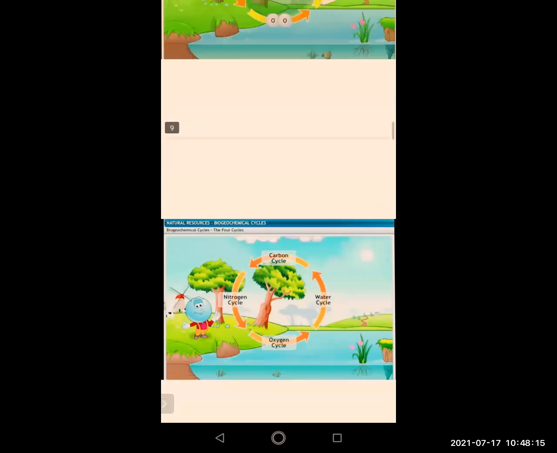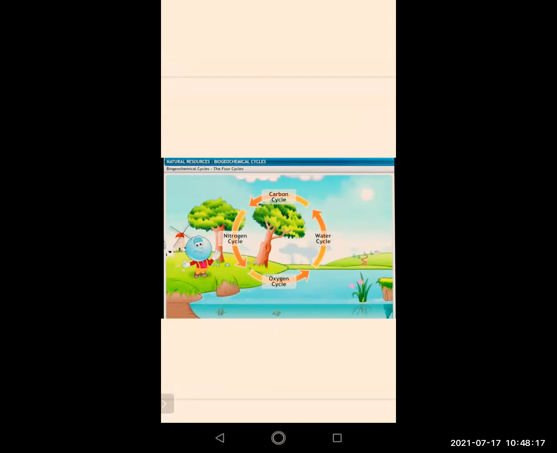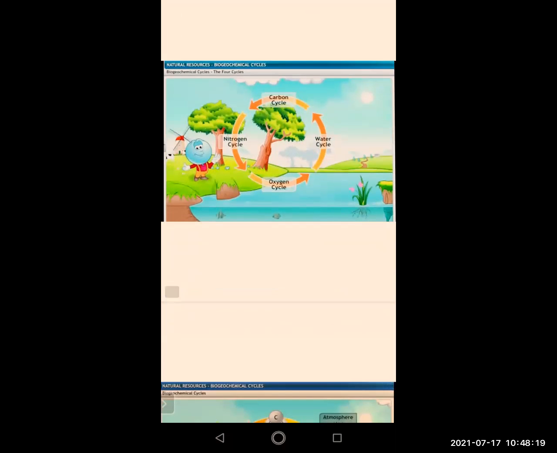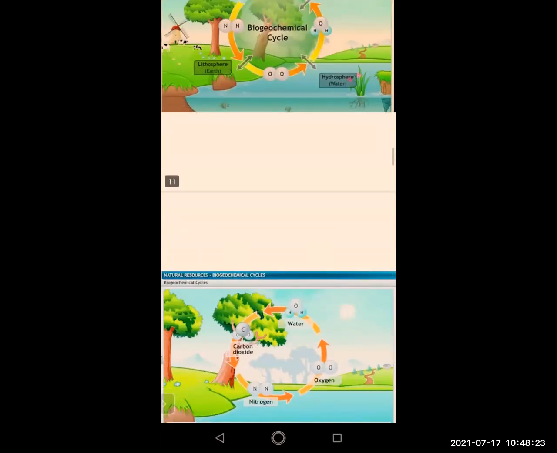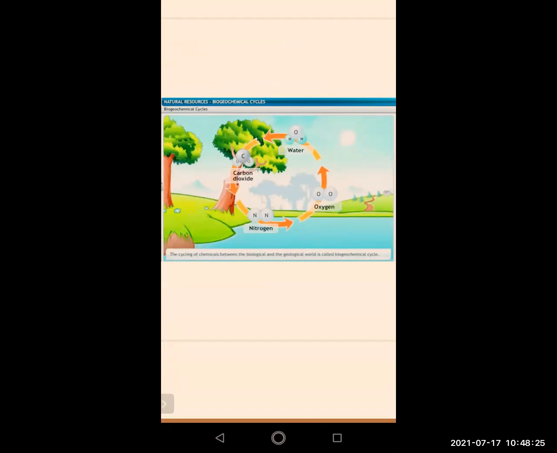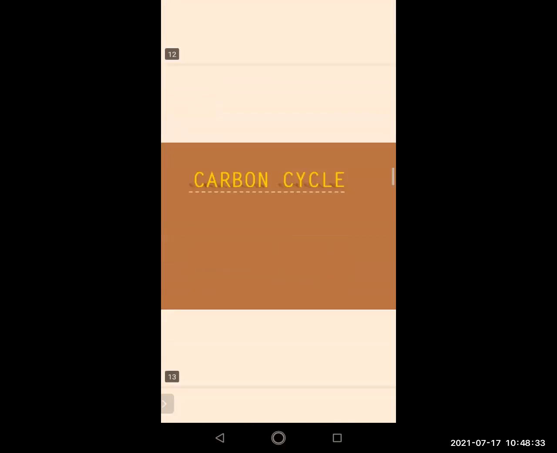Biogeochemical cycles depend upon the 4 main factors. Factors means 4 main chemicals: carbon, nitrogen, oxygen, and hydrogen. Carbon cycle, nitrogen cycle, and water cycle. All these things we have been learning in this chapter. How carbon dioxide, water, oxygen, and nitrogen work together to maintain our ecosystem, and how it's important.